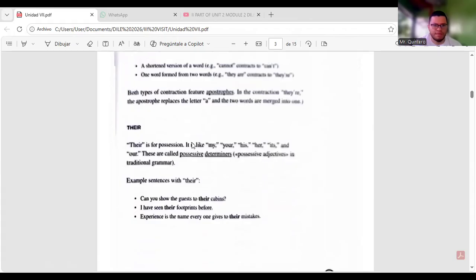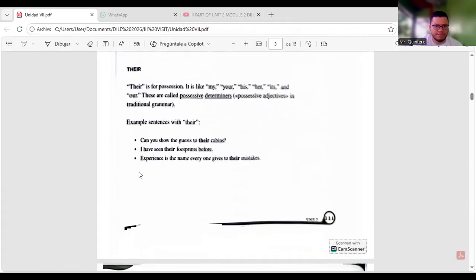For example, we have right here their. Their is for possession. It is like my book, your, his, her, its, and our. These are called possessive determiners, possessive adjectives in traditional grammar. Adjetivos posesivos en la gramática tradicional, ¿verdad? Eso lo consideramos como possessive determiners.